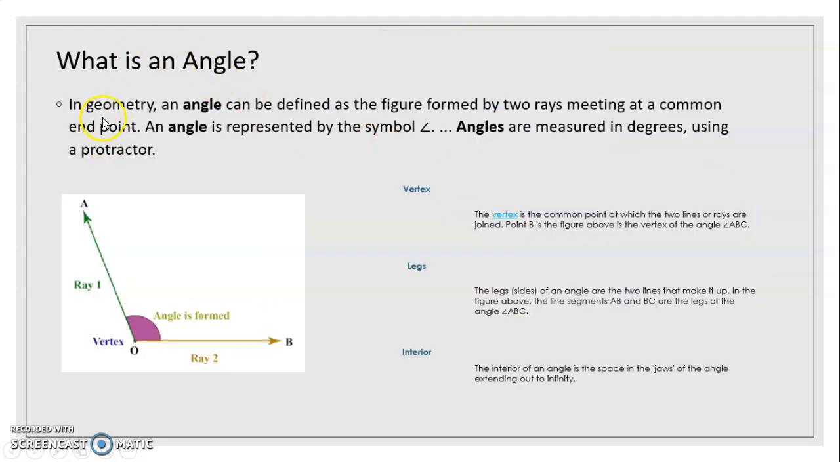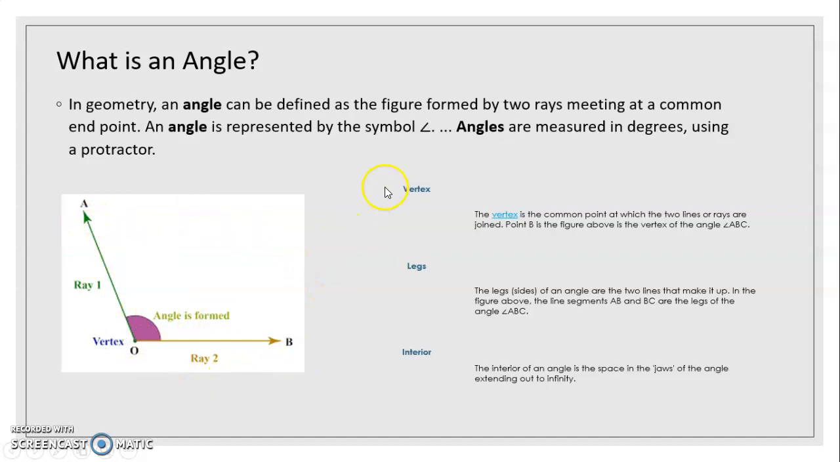What is an angle? In geometry, an angle can be defined as the figure formed by two rays meeting at a common end point. An angle is represented by a symbol. Here is the symbol. Angles are measured in degrees using a protractor. I hope you know a protractor.